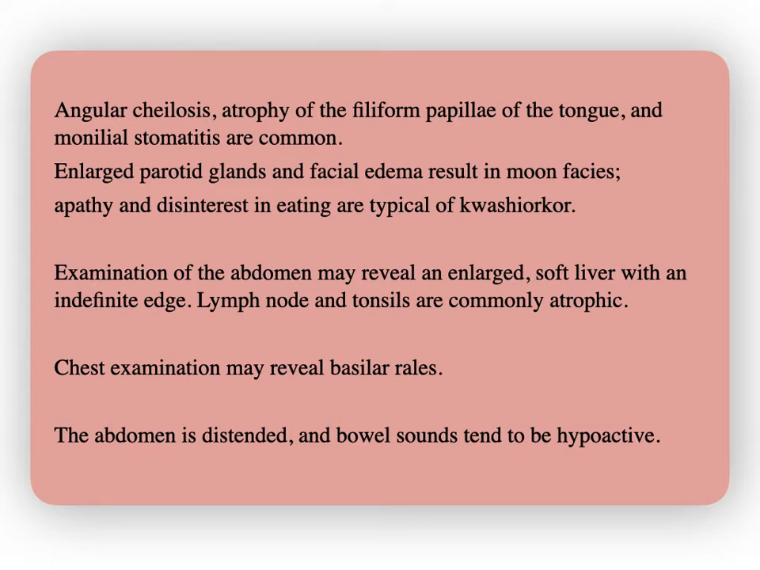The abdomen will be distended, and upon examination, the patient will have an enlarged soft liver with an indefinite edge. Lymph nodes and tonsils commonly will be atrophic. And on examination of the chest, you may find basal crepitations.